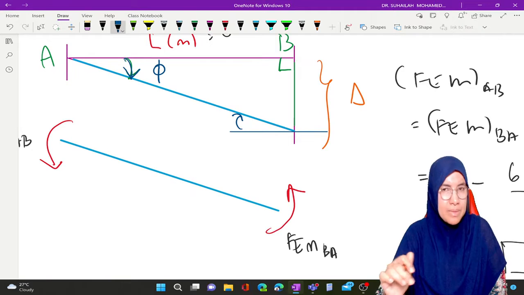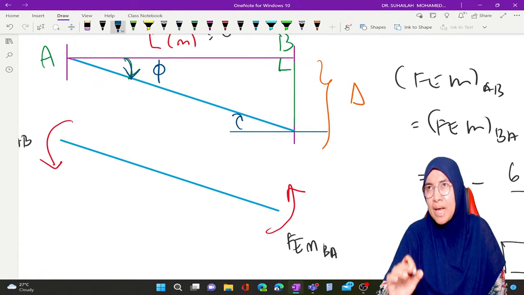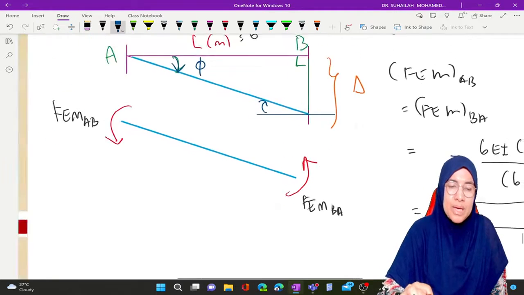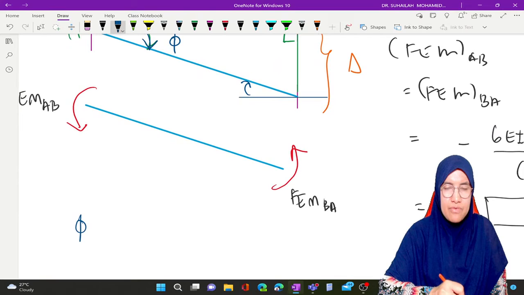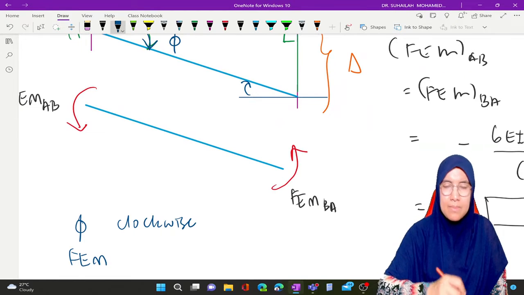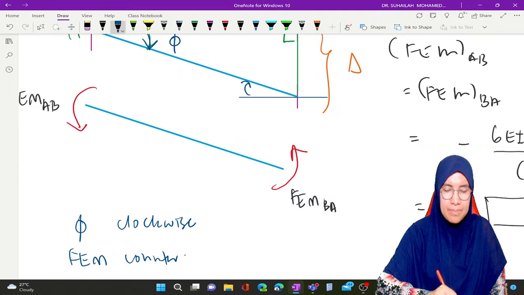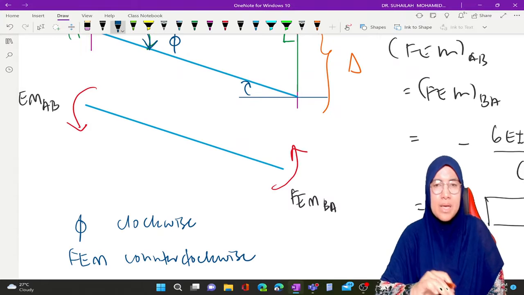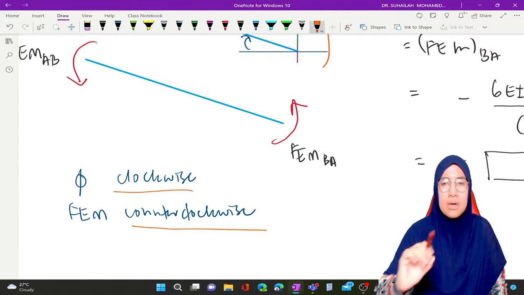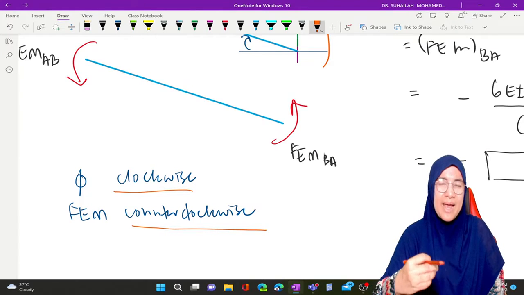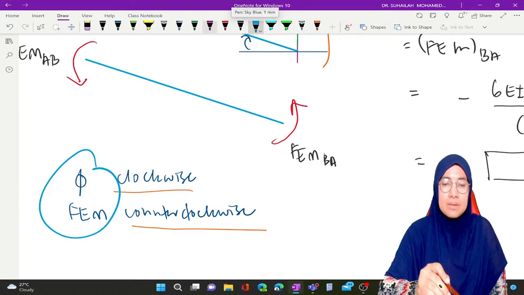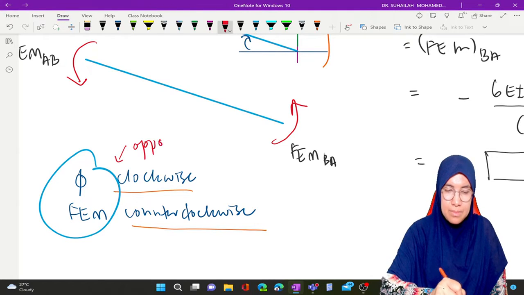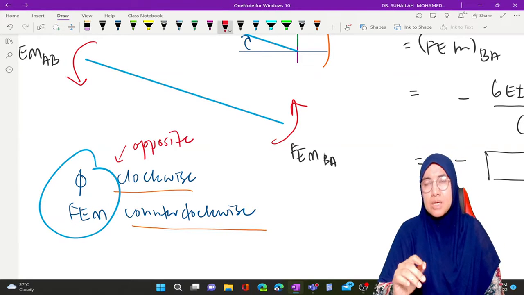What we can conclude is that between the angle and the FEM: if the angle is positive, clockwise, the FEM is counterclockwise. It is opposite. These two, the angle, which is the chord rotation, and the FEM, must be in opposite conditions.